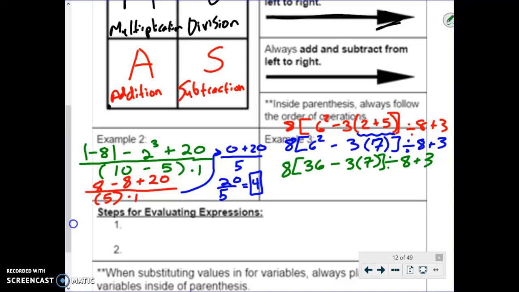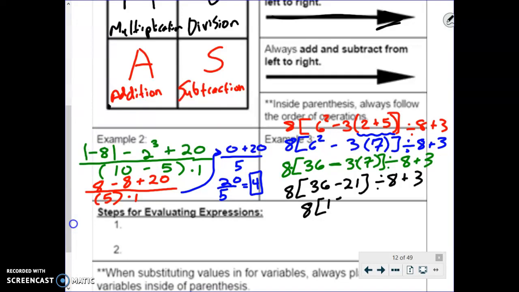Okay, so now I look at this problem. I have implied multiplication with 8 next to this bracket. I have subtraction. Here I have multiplication with 3 times 7. I have division, and I have addition at the end. So I'm going to do my multiplication inside, because once I get inside these brackets, I follow the order of operations. So the next thing I'm going to do is 36 minus 3 times 7, which is 21. And I'm going to do 36 minus 21, which is 15. So I'm going to get 8.